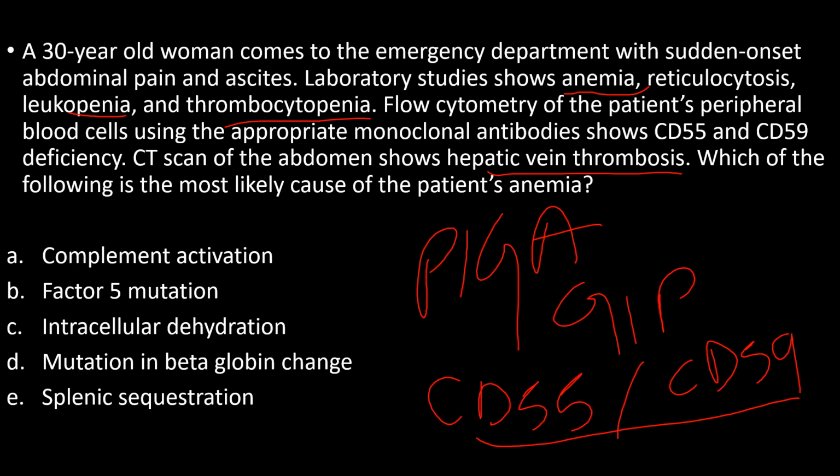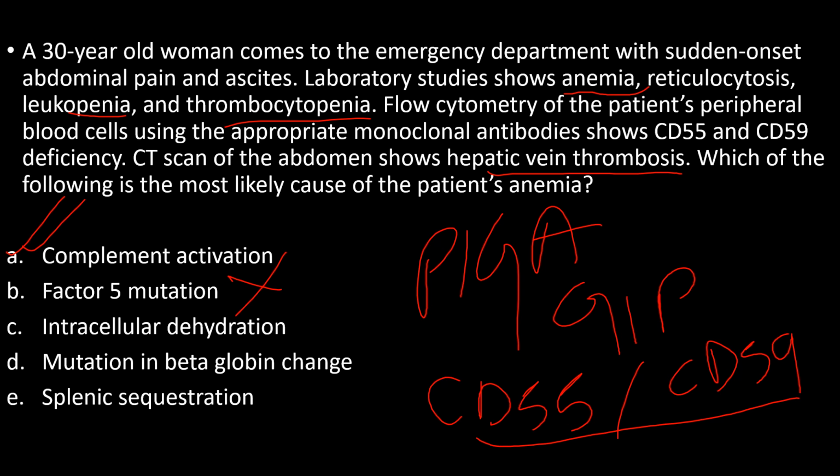Thus, the most likely cause of the patient's anemia is complement activation. Other options are inappropriate, as factor V mutation can result in factor V Leiden, which is resistant to cleavage by activated protein C. Patients with factor V Leiden are at increased risk of thrombotic events, but hemolytic anemia and pancytopenia are not seen. And thus factor V is not the appropriate answer to this question.